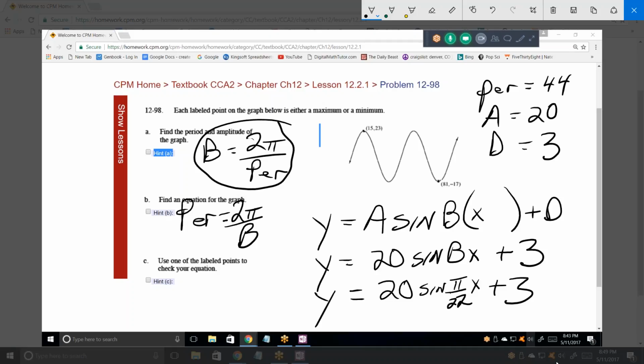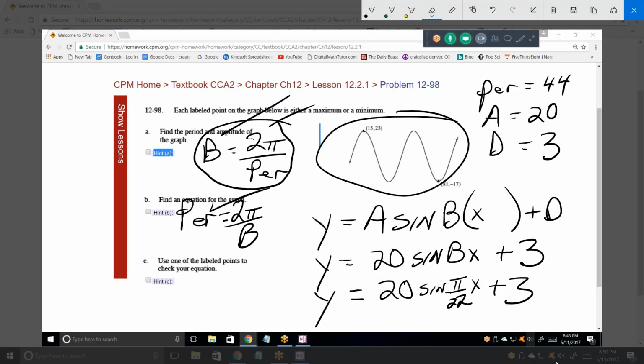So as long as you can figure out the period, A and D, you can always come up with the equation, just like we did. These things are vital. Remember what B is. It's 2 pi over the period. You're always going to need that because they're never going to tell you B. What they're going to give you in the graph is enough information so that you can figure out the period. But once you figure out the period, you have to know how to figure out B. So this is critical. Use one of the labeled points to check your equation.